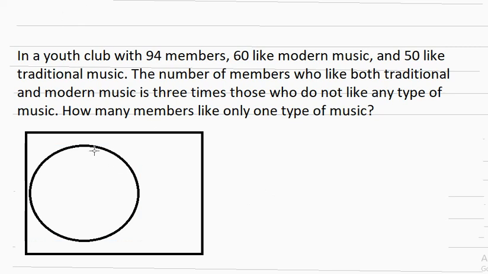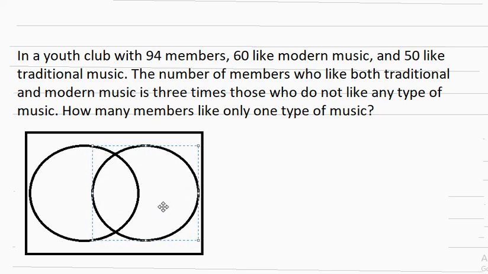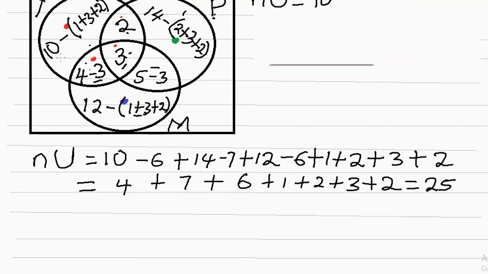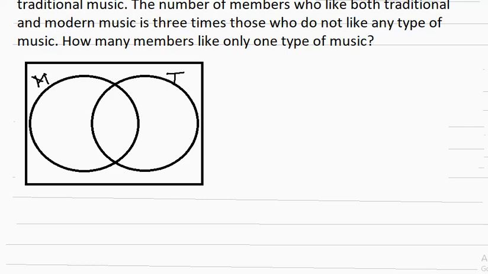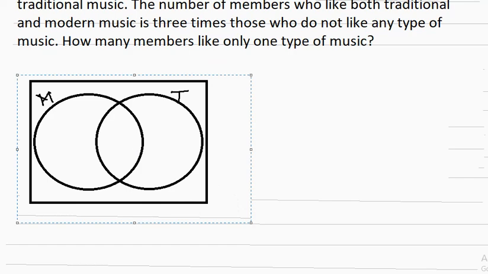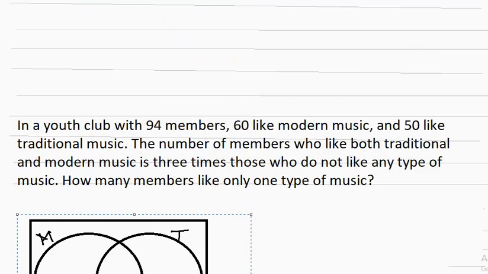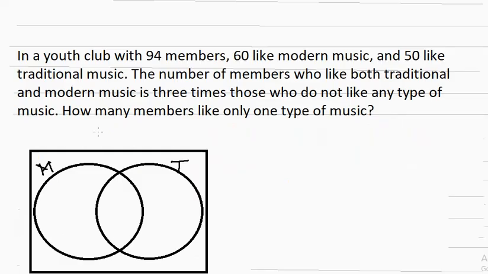Then I'm gonna draw another circle for traditional music, modern music, of course, traditional music. All right, so the number of the universal set, that's 95. So the number of the universal set is 94.